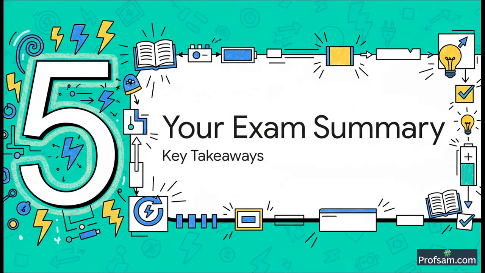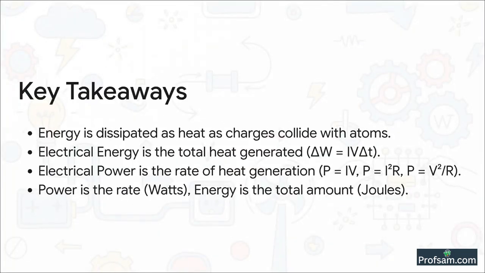Chalo, we are almost at the end now. Let's do a quick recap. Let's summarize the most important points from this chapter that you absolutely must have on your fingertips for your exams. Right, here are your key takeaways. Number 1, why is there heat? It's because charges collide with the atoms in the conductor.